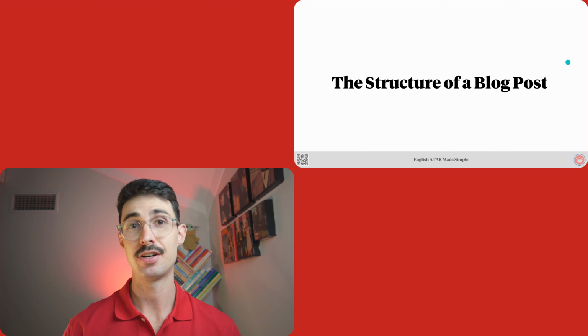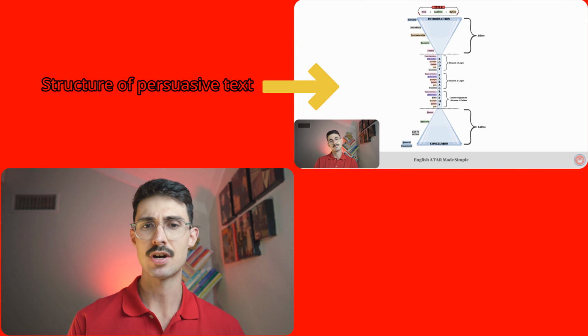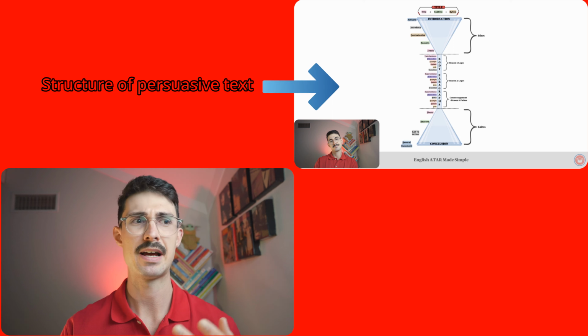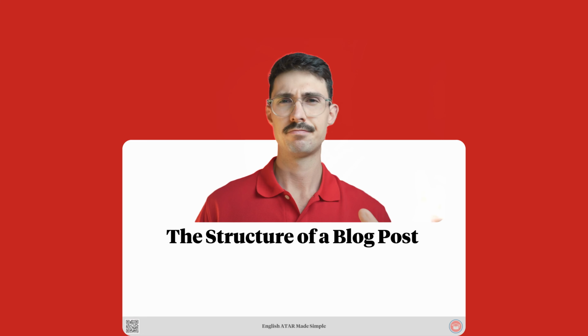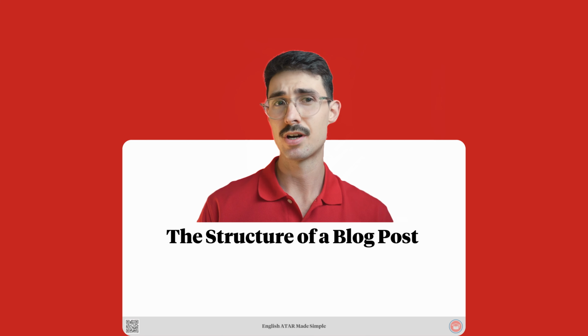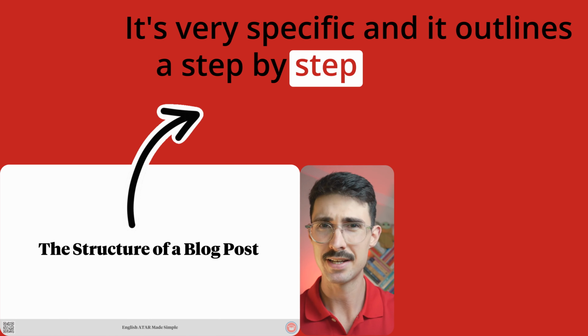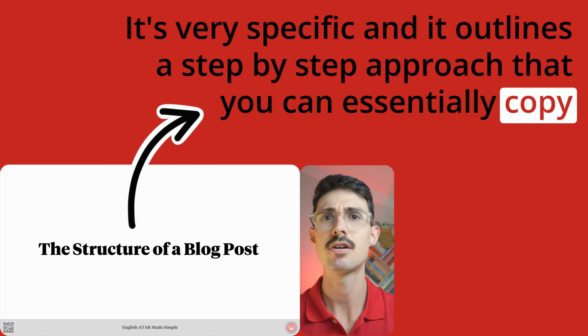Let's move on to the main event, the structure of a blog post. If you've completed the section of this module about persuasive texts, you might have noticed that the structure of a persuasive text that we learnt was quite descriptive in that it outlined very specific details about what you should do in each part of it. The same is true of the following structure of a blog post. It's very specific and it outlines a step-by-step approach that you can essentially copy and paste into your own.